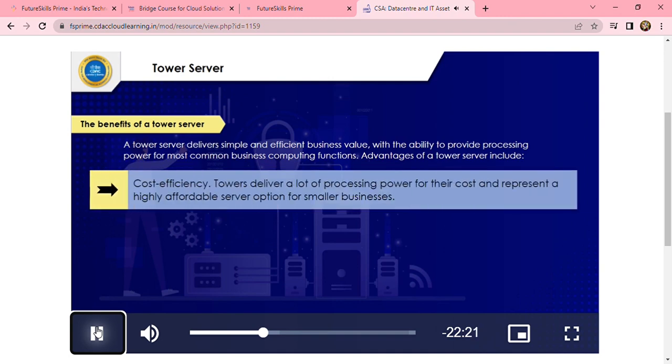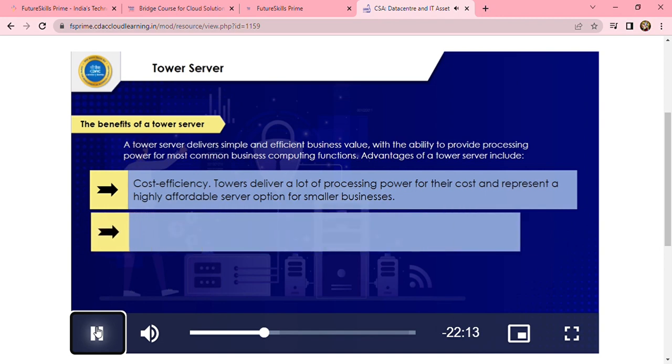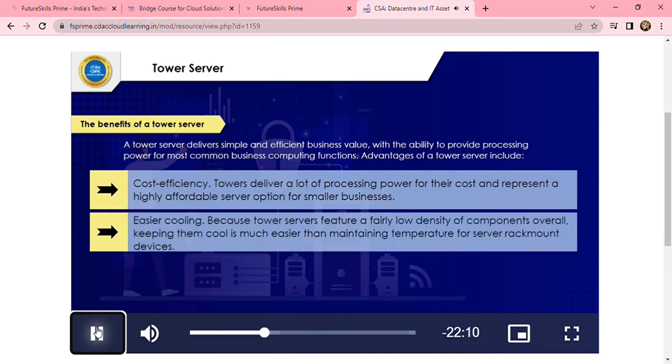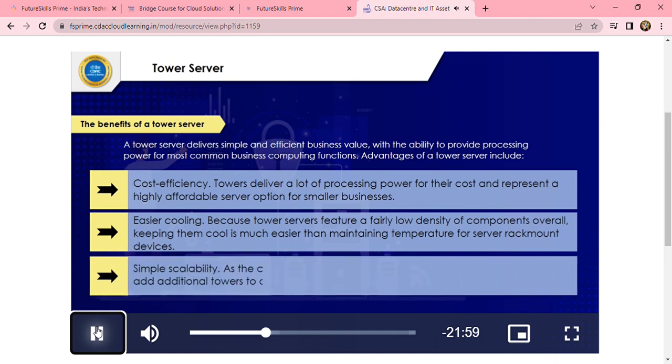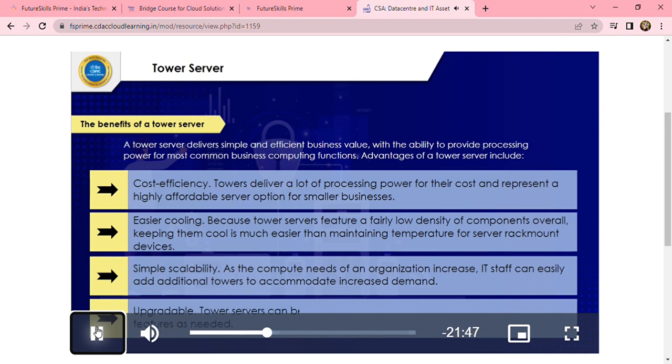Cost efficiency. Towers deliver a lot of processing power for their cost and represent a highly affordable server option for smaller businesses. Easier cooling. Because tower servers feature a fairly low density of components overall, keeping them cool is much easier than maintaining temperature for server rack mount devices. Simple scalability. As the compute needs of an organization increase, IT staff can easily add additional towers to accommodate increased demand. Upgradable. Tower servers can be easily and cost-effectively upgraded with additional features as needed.